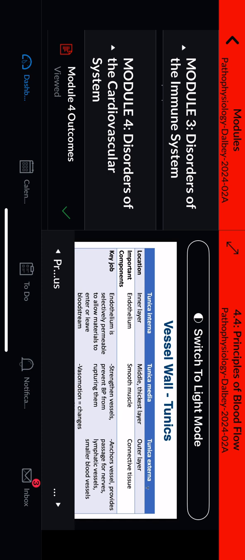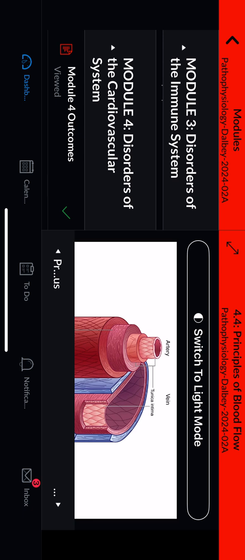The outermost coat, the tunica externa, is our connective tissue, and it's there to anchor our blood vessel. It also provides a passage for nerves, lymphatic vessels, and depending on the size of the blood vessel, it can contain what we call the vasa vasorum, which is the blood vessel's own blood supply. So blood vessels are an excellent example of different structures giving rise to different functions.